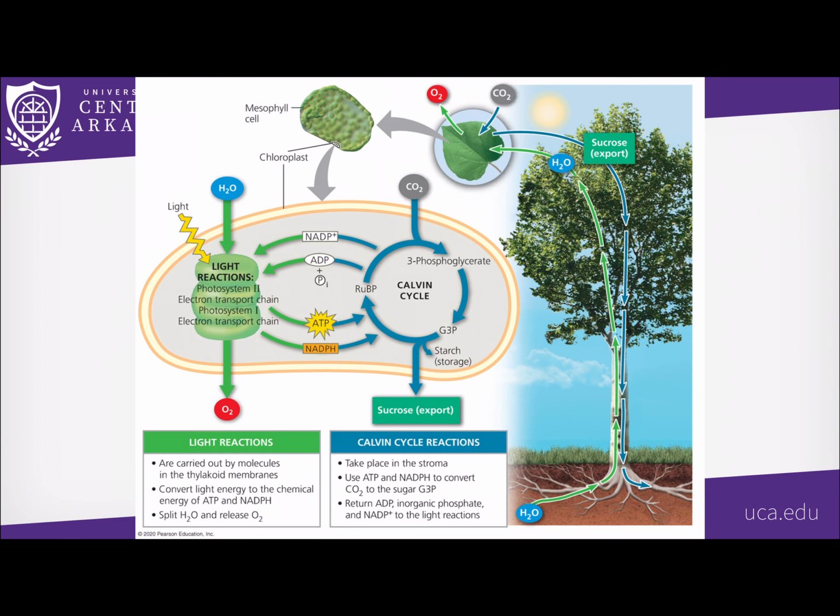So overall, if you look, the light reactions are carried out by molecules in the thylakoid membrane. They convert light energy into chemical energy of ATP and NADPH, and the water splits and releases oxygen, and this is a source of electrons. The Calvin cycle takes place in the stroma, and ATP and NADPH are used to reduce carbon dioxide to G3P, and the ADP and inorganic phosphates are regenerated. So the water comes from the roots all the way to the leaves, and the sugars which are produced will be transported for further usage.